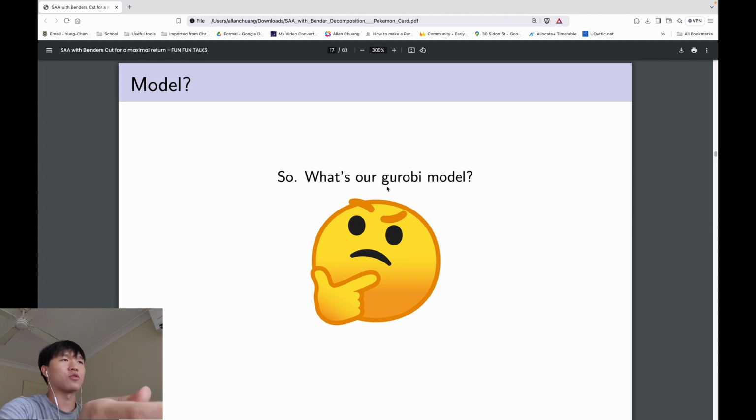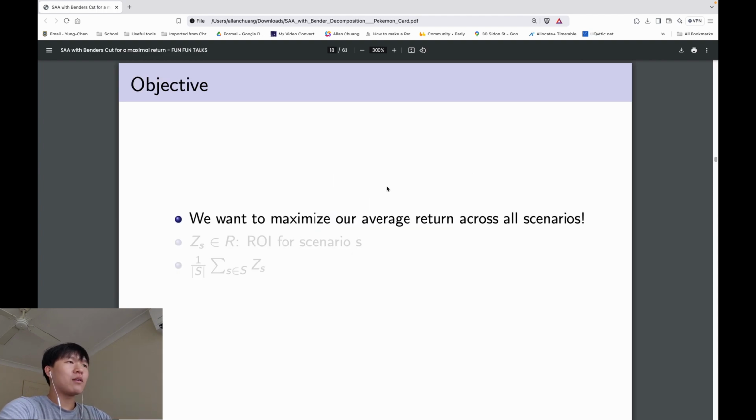And so what about the model? What's our Gurobi model? Well, we want to maximize our average return across all scenarios, right? And so we're going to need a variable that represents our return on investment. So ROI is going to represent the return for each scenario X. And therefore, our objective will just be to average this. So 1 over the number of samples we have, and sum over the return on investment.